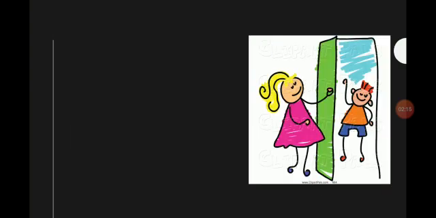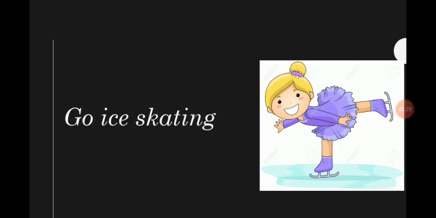Here, there is a boy. He wears his what? He wears his coat. Here, the picture tells us to go outside. Go outside. Look here at the picture. There is a girl. She is what? She goes ice skating. So this picture means go ice skating.